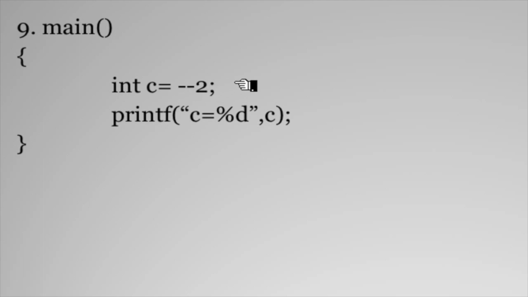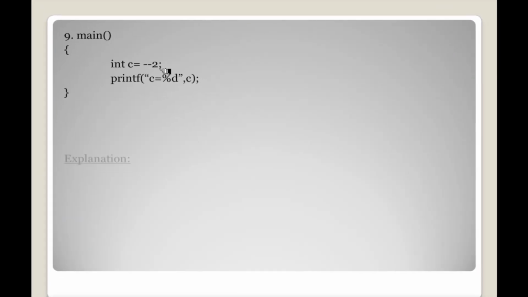What does it mean actually? Can we consider it as a pre-decrement operator? No, because post and pre-decrement and increment operators can be used only with a variable name but not with values. So here these two minus signs should be considered as a unary operator.